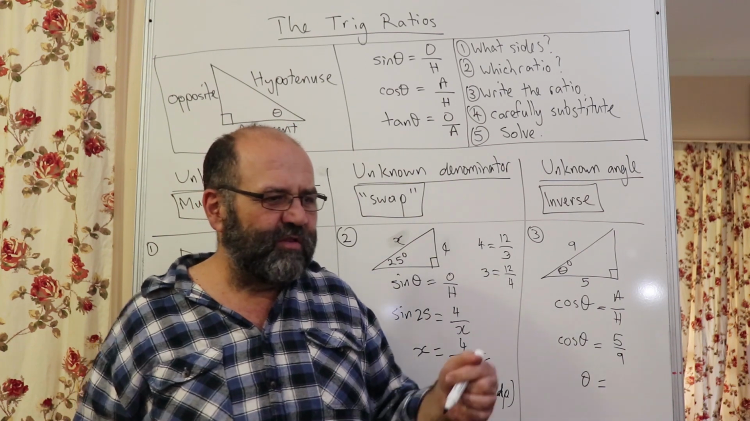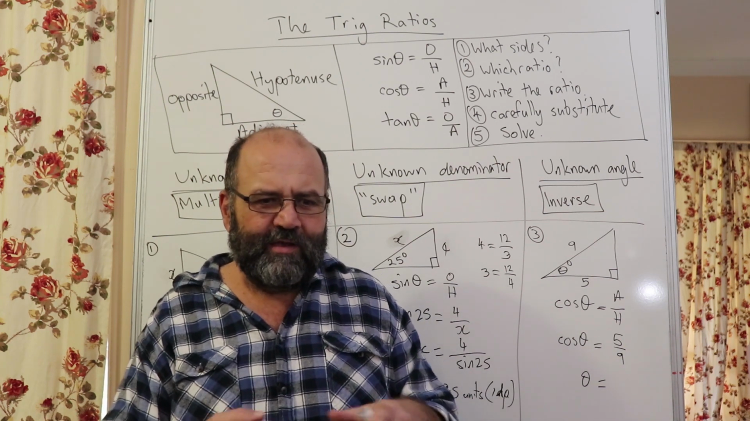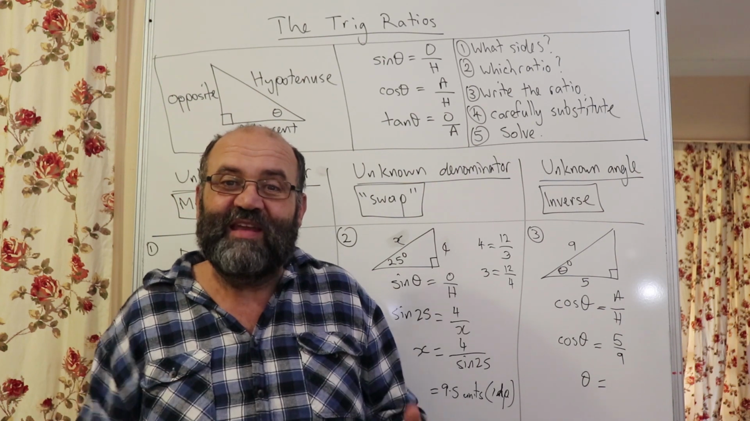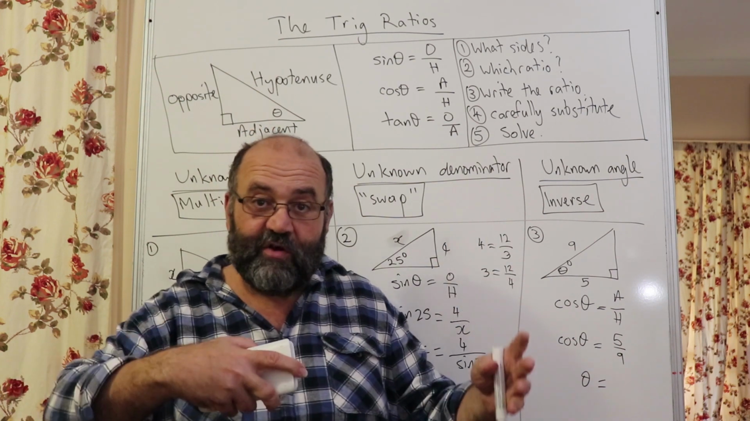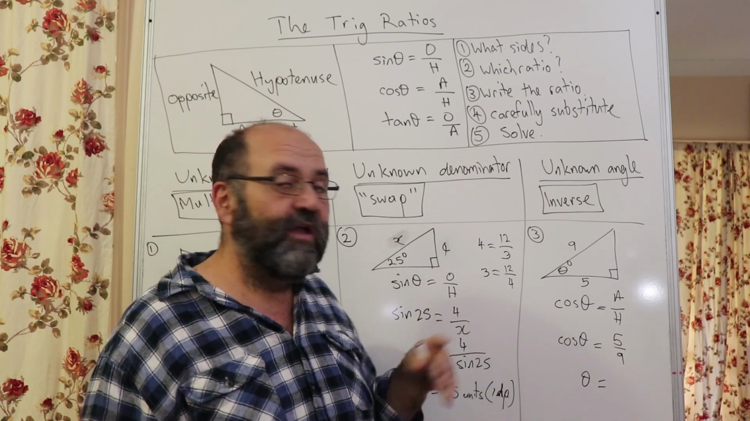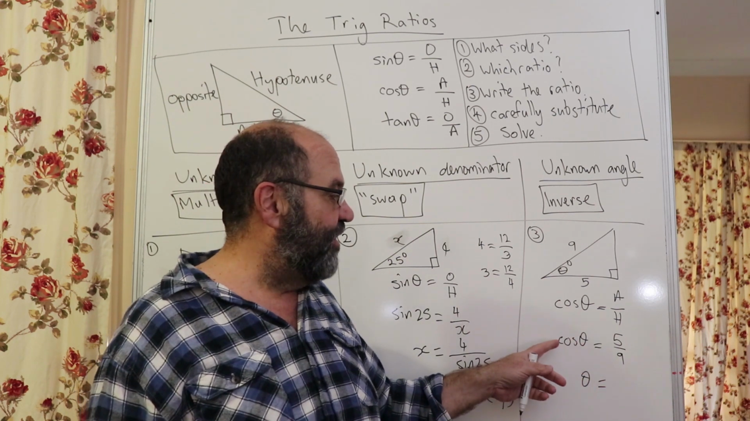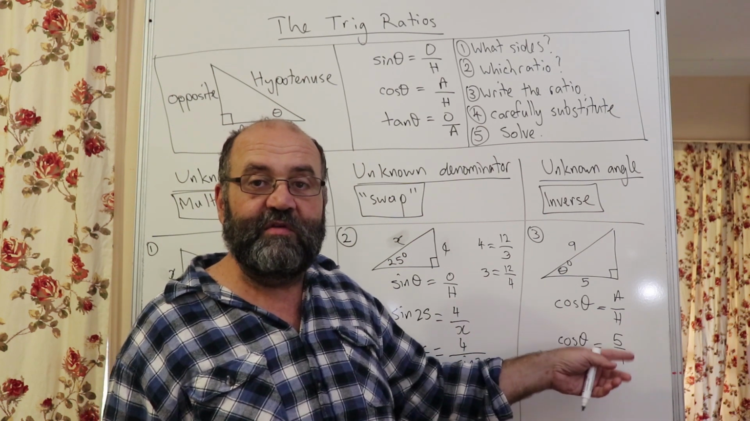So he's not coming along to his egg and sticking it back on a hot plate and putting heat onto it and trying to tear it apart again. He's not doing the same thing again. He's doing something different that reverses the process. It's the same thing with inverse trig functions. So cos has operated on theta to give me 5/9.